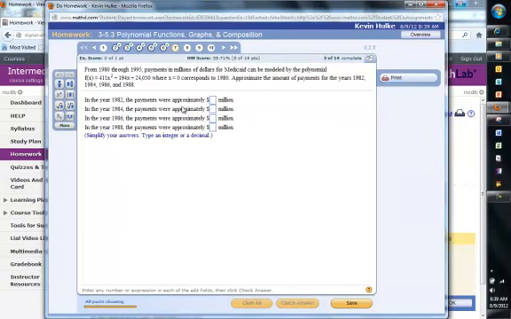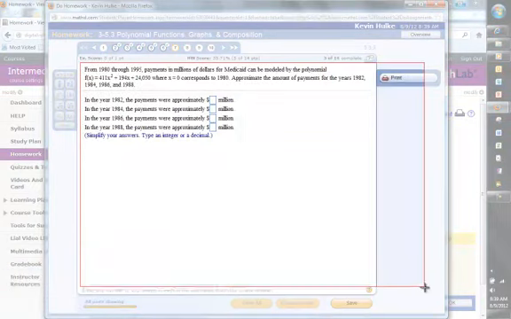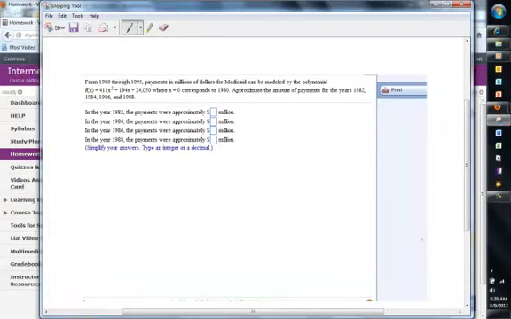Number 7. From 1980 through 1995, payments in millions of dollars from Medicaid can be modeled by a polynomial. F of x is 411 x squared plus 194x plus 24,050, where x equals 0 is 1980. So 1982 would be 411 times 2 squared, because it's 2 years after 1980, plus 194 times 2 plus 24,050.